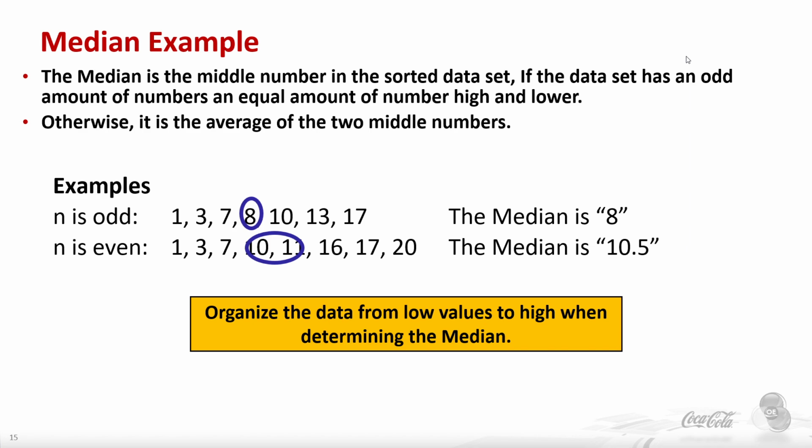In the other example, we have data where the total number of items is 8. So for the fourth and fifth items, 10 and 11, we calculate their average. We add them and divide by 2, which comes to 10.5. That number is the median of that data. In this way, we calculate the mean and median of any data.